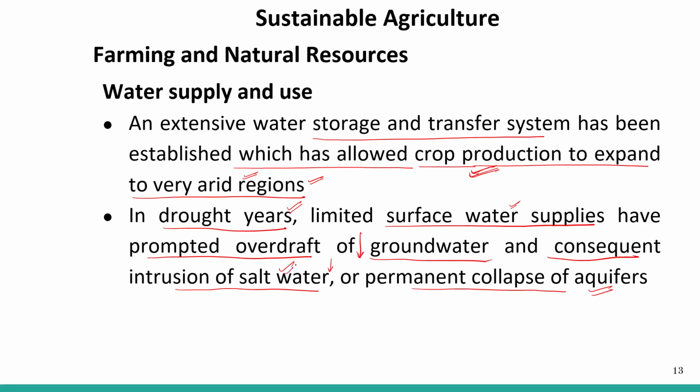So salt water is available, but that is not good for drinking, for humans or animals, and it is also not good for growing crops. So that is of no use. Permanent collapse of aquifers: in these drought years, what happened? The aquifers also get collapsed. So where do we get water for our growing crops?